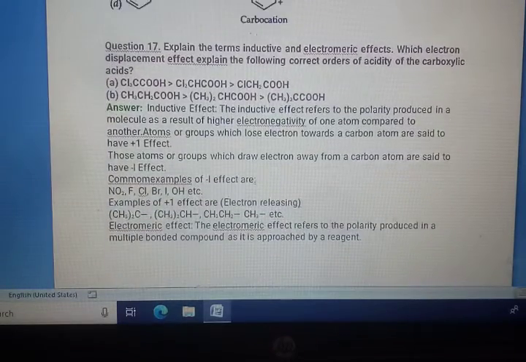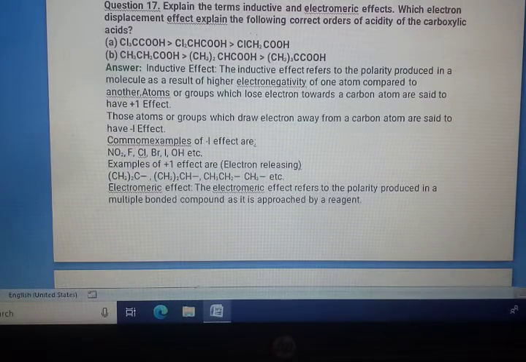Explain the terms inductive and electromeric effects. Which electron displacement effect? Explain the following correct order of the acidity of carboxylic acids. So first of all you can see what the inductive effect is, as I have taught you. So what will be the inductive effects in these compounds? You have to arrange these compounds in the correct order of acidity.